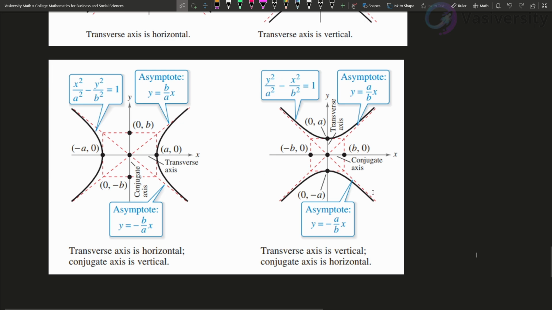Okay, and that's specifically for hyperbolas that are centered at 0, 0, right? Because if it wasn't, we would have to shift the x values by the amount we have to shift the hyperbola.